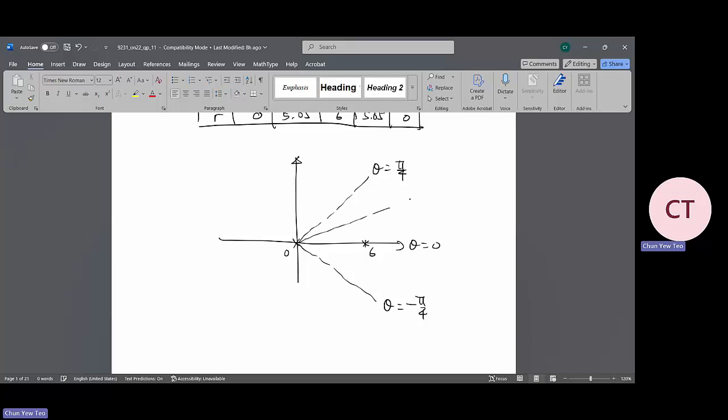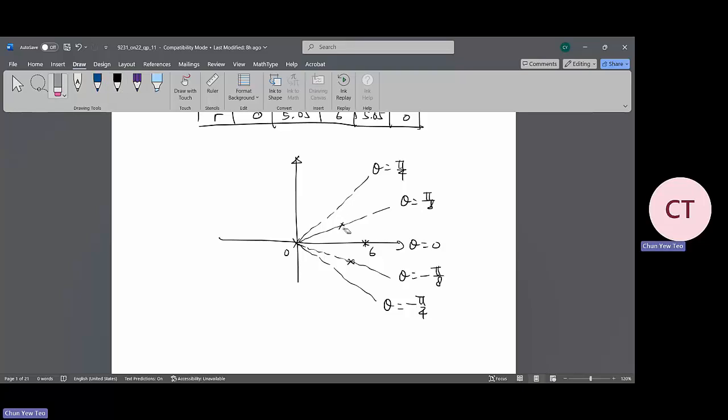So we can put in theta equals pi over 8 and theta equals negative pi over 8. So this will be 5 point something. From here you can see that it's actually symmetrical. So it will be like this. Oops, it didn't pass through the point. So it will be something like this and something like this. Okay, so you can see that they are symmetrical. So this will be the answer for the graph for part B.